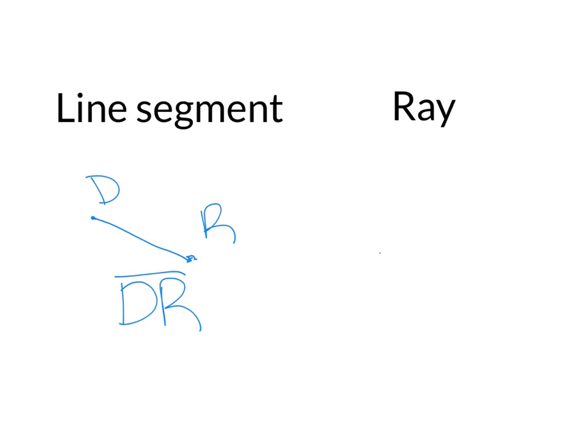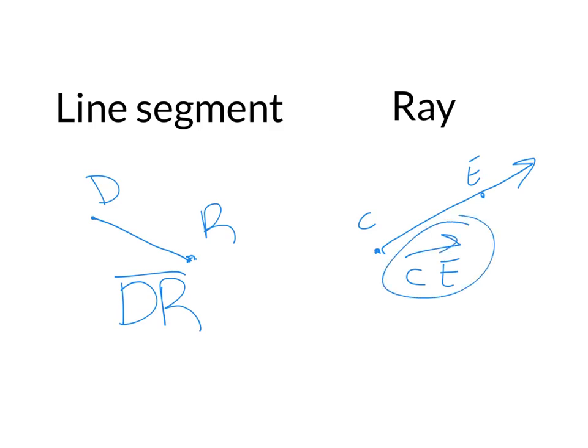Now we got a ray. Let's say I've got 2 points. Let's call this C and E. Now this right here, if that line goes through those 2 points, it starts at C and goes through E, that's called ray CE. Notice how order in this one actually does matter. Over here, this could have been RD, but this one could not be EC. EC would not be the same thing.